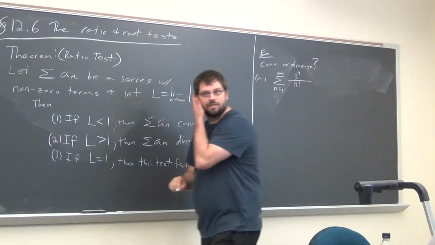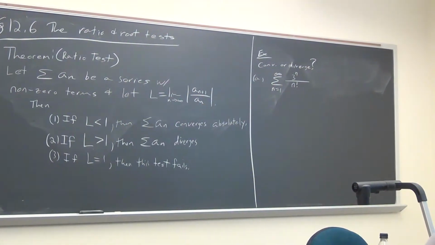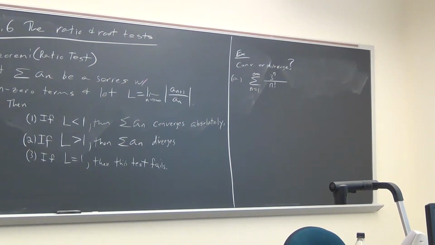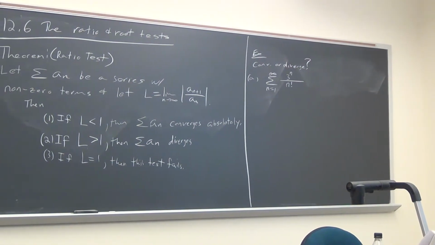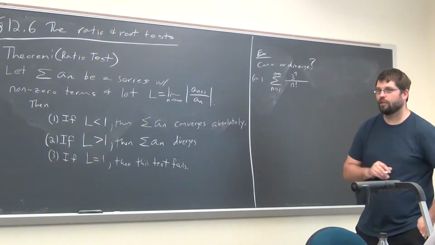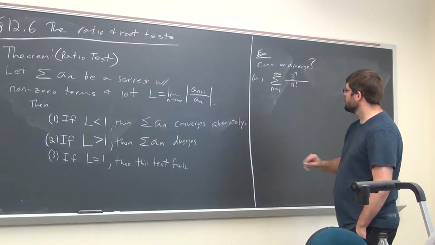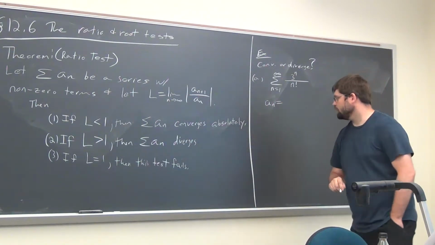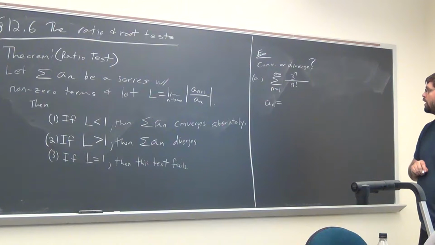Okay, so this is kind of the standard place where you're going to want to use this ratio test. Anytime factorials come into the game or exponentials come into the game, the ratio test is really efficient at figuring things out. Okay, so you don't have to do this in the future, but let's just write it out. So for this example, what's our a sub n?